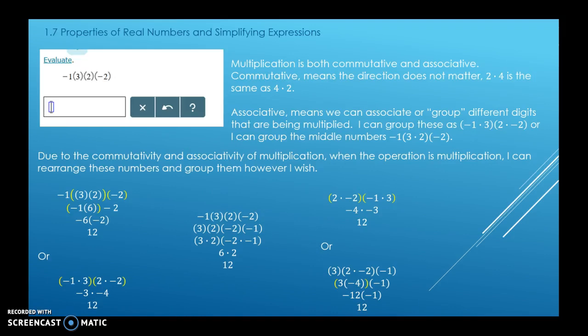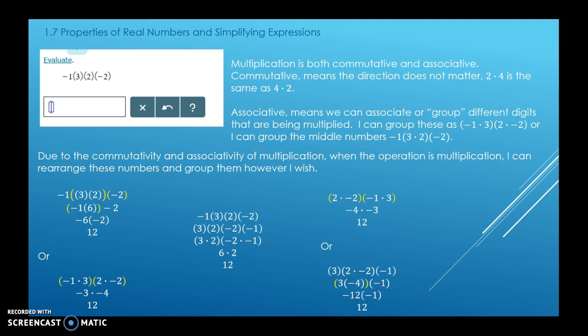So, a couple properties of real numbers. Multiplication is both commutative and associative. Commutative means the direction doesn't matter. If you multiply 2 times 3, you're going to get 6 if you multiply 3 times 2. So multiplying backwards and forwards doesn't matter. Associative property means we can associate numbers that are being multiplied in different groups.